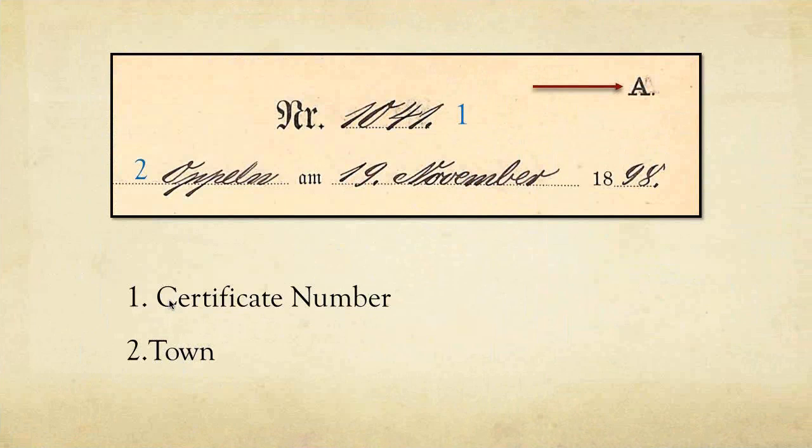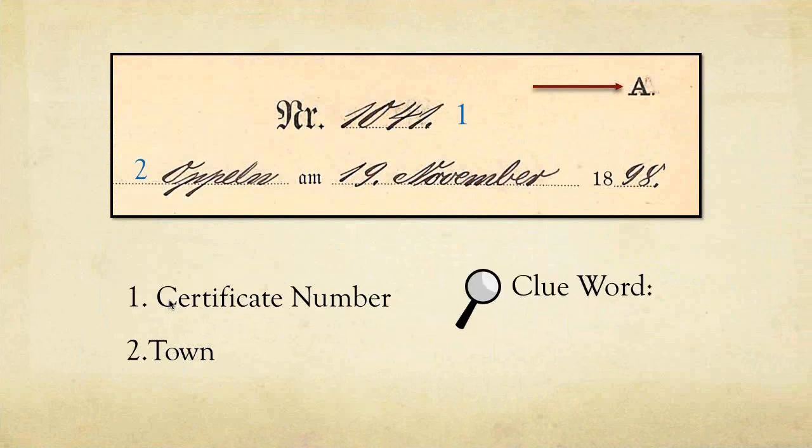All of these forms will start with a number at the top. You don't really need to pay attention to that number. That's just for administrative purposes and does not have anything to do with your ancestor in particular. On that second line, this will be true for all of the forms as well, the first word will be the town. That's the town where the certificate was issued.